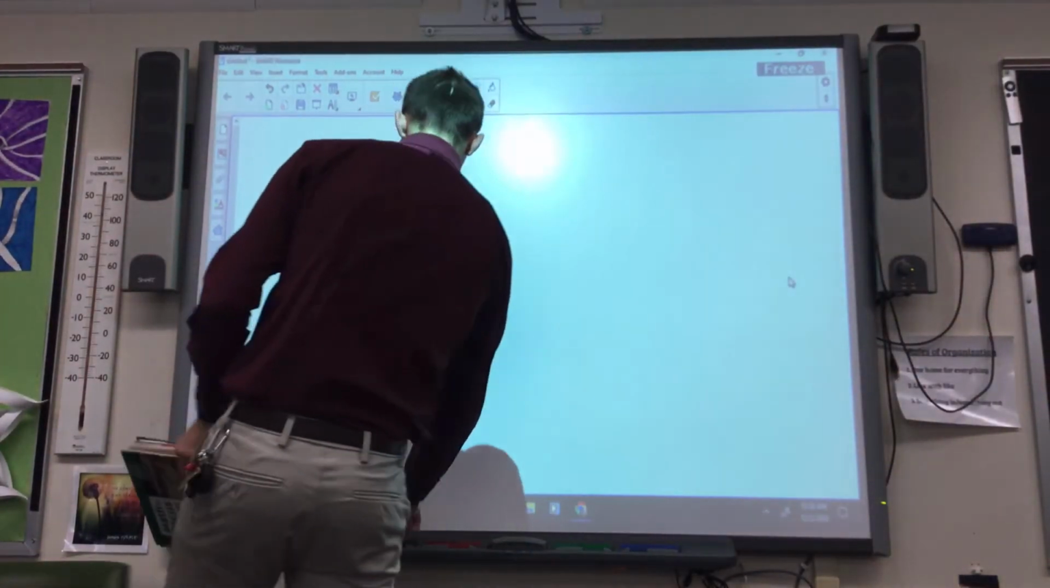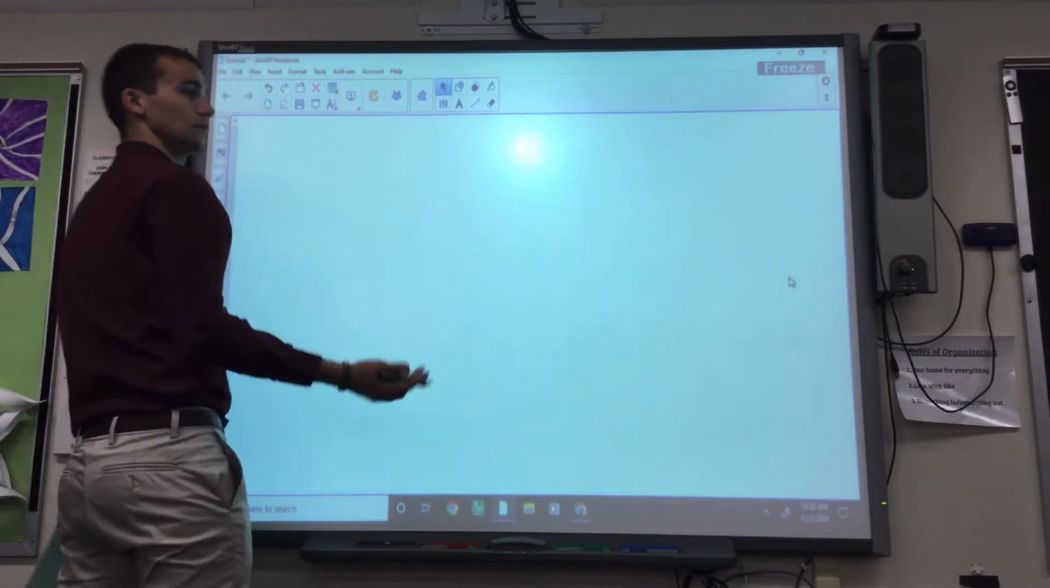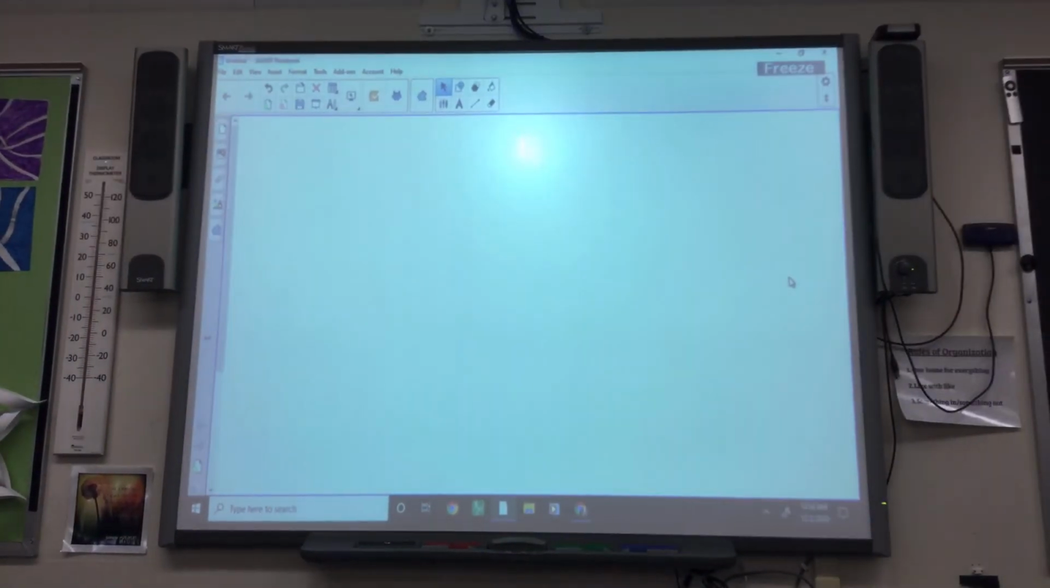So yesterday we talked about multiplying integers, now we are dividing integers.